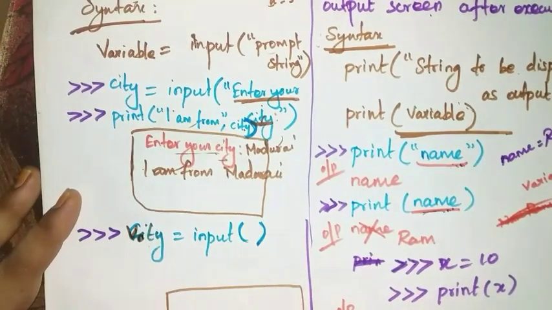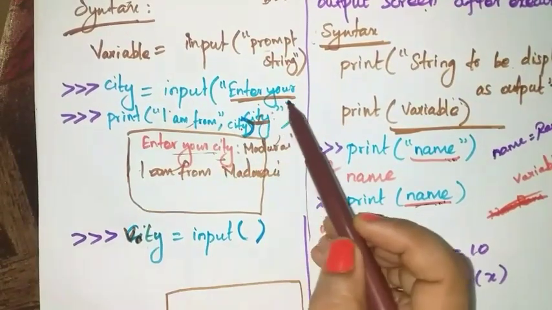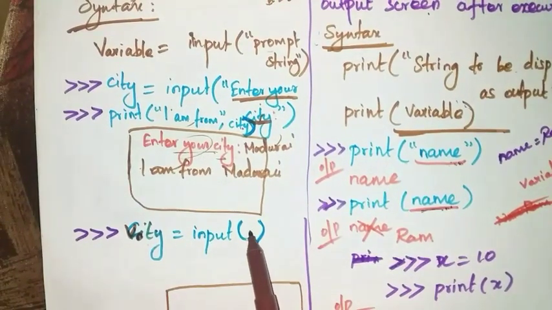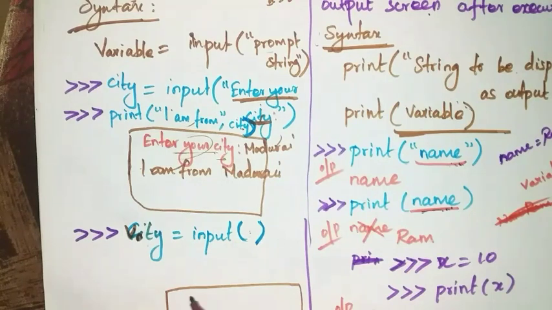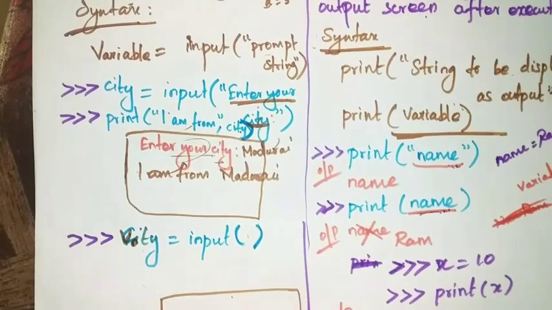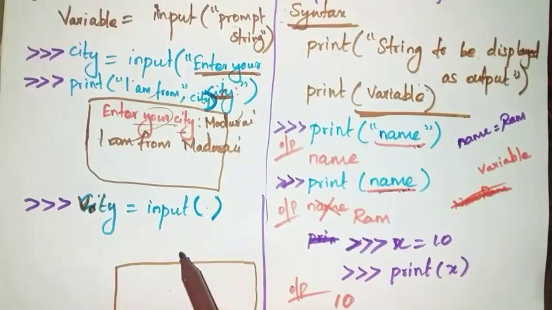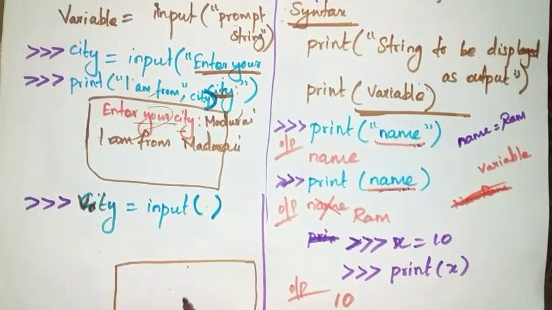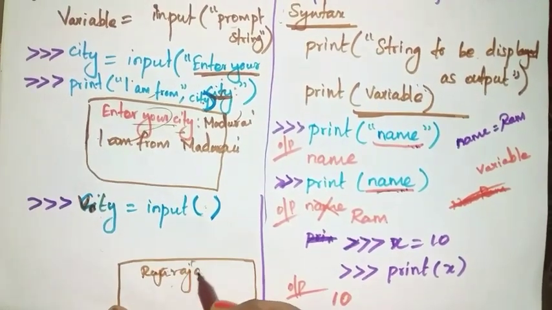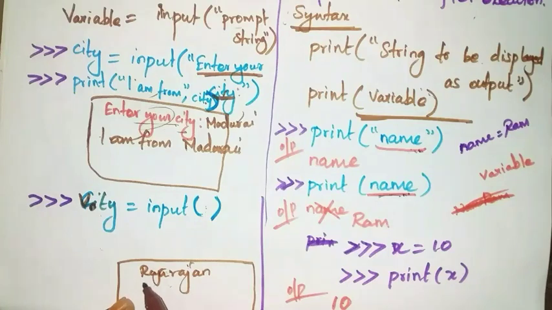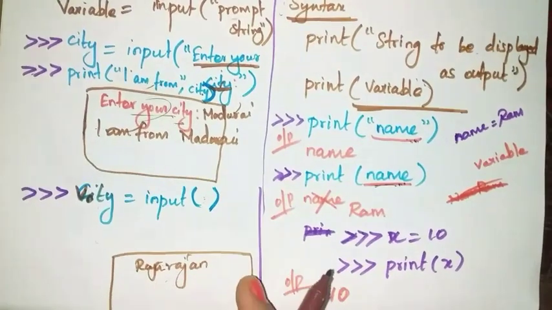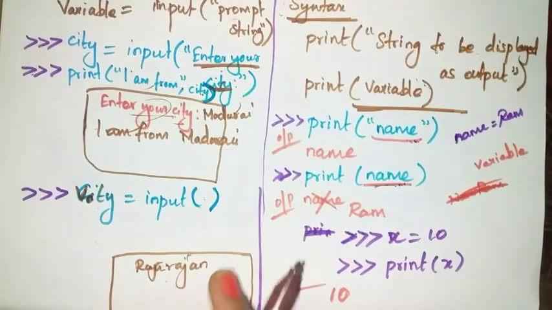This is the output screen. Here I have given a prompt string, so this prompt string is displayed on the output screen. But here I have not given any prompt string, so no message is displayed on the screen. So nothing displays on the monitor, and you don't know what you have to type as input. In this situation, you may type irrelevant data like this: Rajarajan. Because the prompt string is not displayed, you have no idea what to give as input. So you are writing irrelevant data, which means unexpected input.